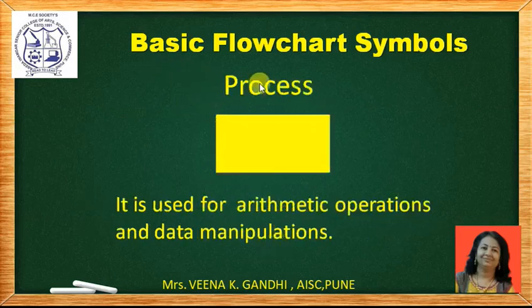Next symbol is process. It is used for arithmetic operation and data manipulation. For example, sum equal to a plus b. Let sum equal to 0. For these statements, we can use this process symbol.